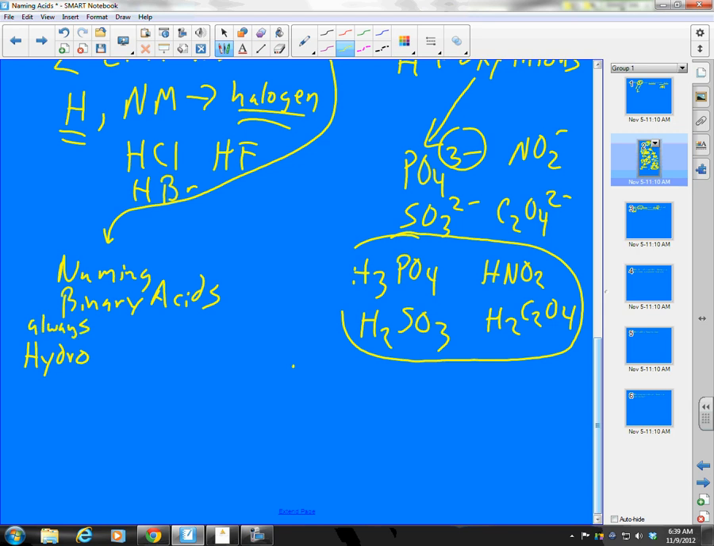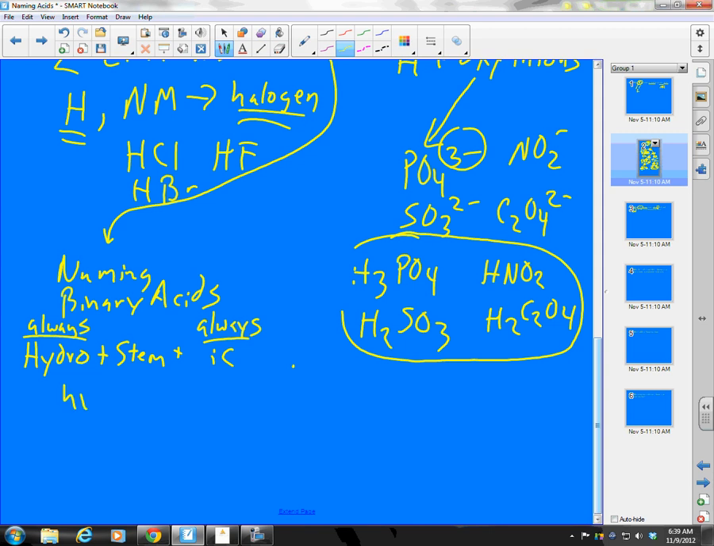Always hydro. Then we have the stem, and we add the prefix to the stem, and then we add a suffix, and the suffix is always ic. So it's hydro, stem, ic.